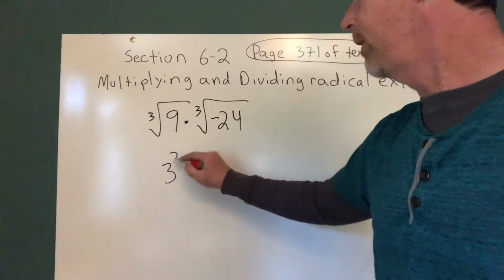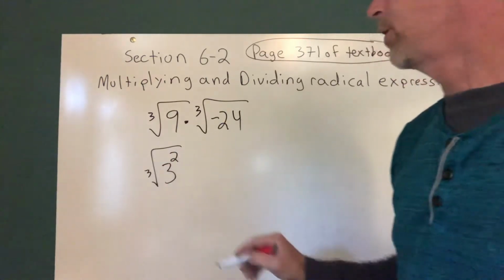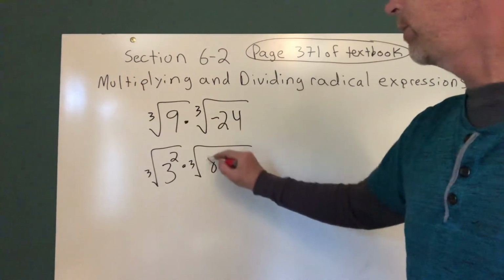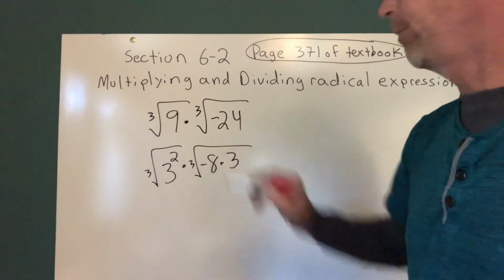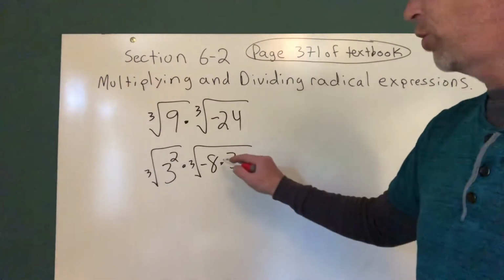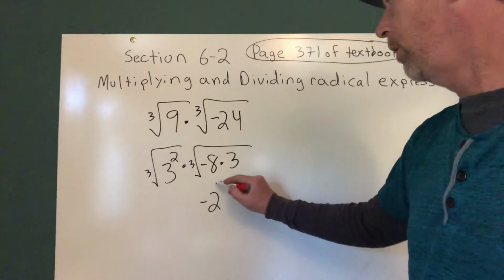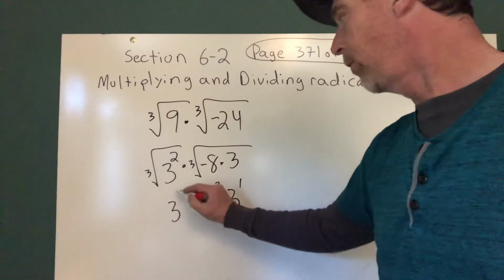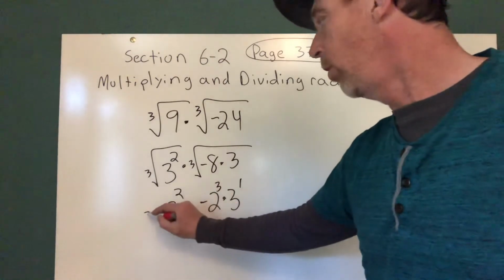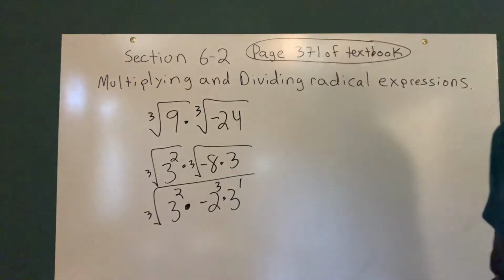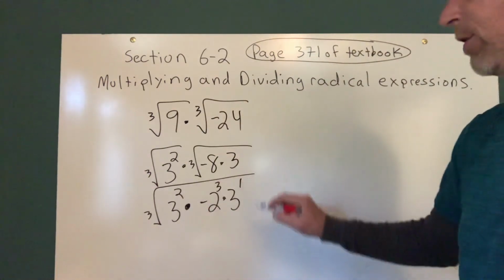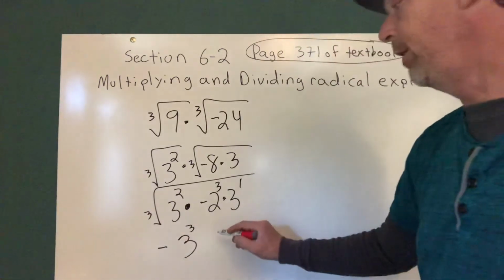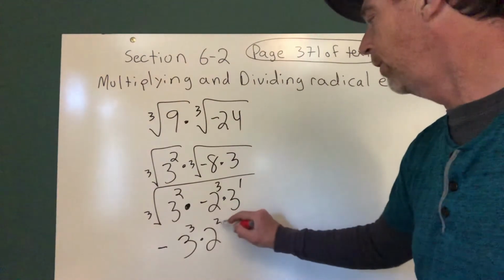It is 3 to the second, the third root, of course, times the third root of, and we'll make this 8 times 3, 24, negative, of course. So this can be negative 2 to the third times 3 to the first, 3 to the second, because it's all under the same index. Now, of course, we can add exponents, and we have 3 to the third, we'll put the negative in front, times 2 to the third radical.